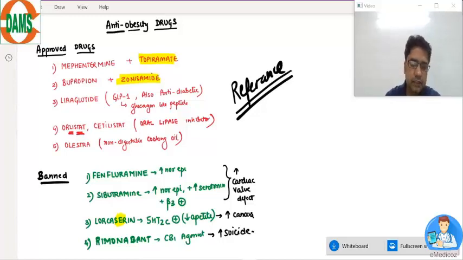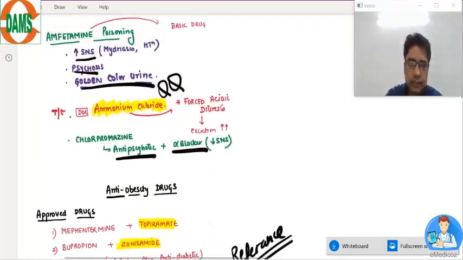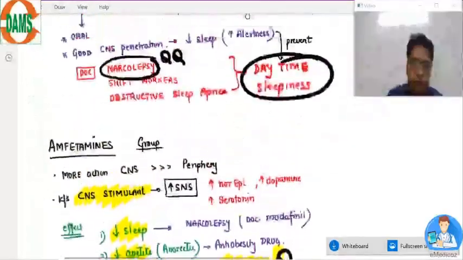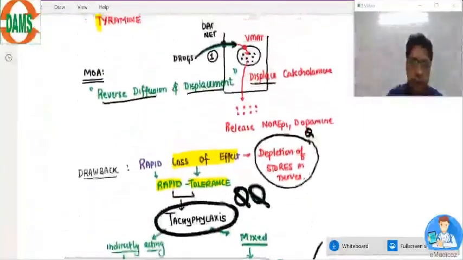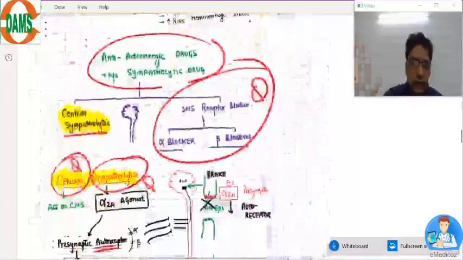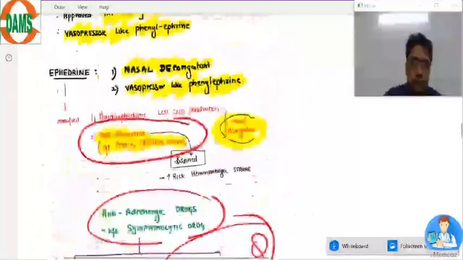Okay, MAO inhibitors. Don't worry about MAO inhibitors. We will discuss MAO inhibitor in CNS also. So if you want to see the slide of MAO inhibitor, you can write like this. So this is the slide of MAO inhibitor, but nobody will ask you. Just a moment.